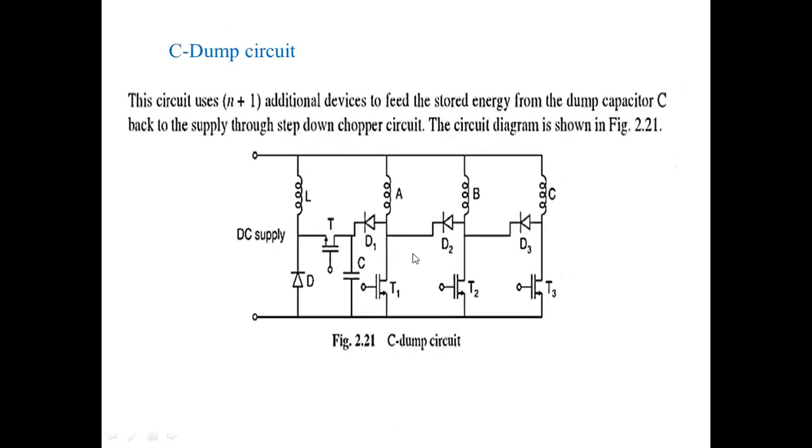Okay. And next one, the C dump circuit. What about the C dump circuit? Here the circuit uses n plus 1 additional devices to feed the stored energy from the dump circuit capacitor back to the supply through a step down chopper circuit. Here is the circuit diagram for this power converter circuit. This is the complete configuration for the power converter circuits.